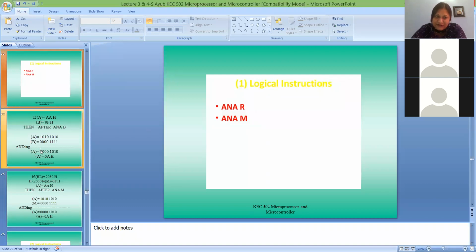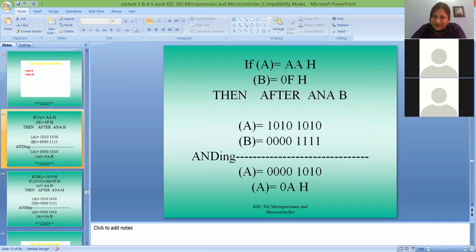So last time we have seen the example also. Suppose A is containing AA hex and B is containing 0F hex, then after execution of ANA B, B register contents will be ANDed with A register contents, and this ANDing will be done bit by bit. So AA is written as 10101010, and B, that is 0F, is written as 00001111. So when you AND 0 and 1, the result is 0. When you AND 1 and 1, the result is 1. You all know the truth table of the AND gate. So whenever there is 1 and 1, the result is 1, otherwise the result is 0.